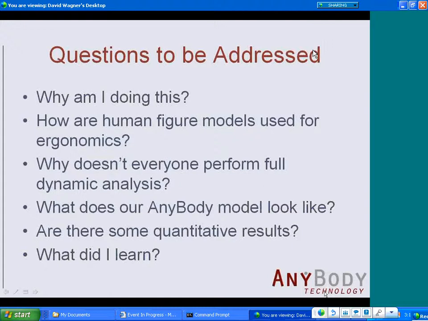And then a couple points about the AnyBody model that we use in our modeling and analysis, some results with regards to the low back compression and disc forces with regards to some lifting tasks, and then summing it up with what did I learn, and is this process feasible, and would I definitely recommend it for other people to take on.